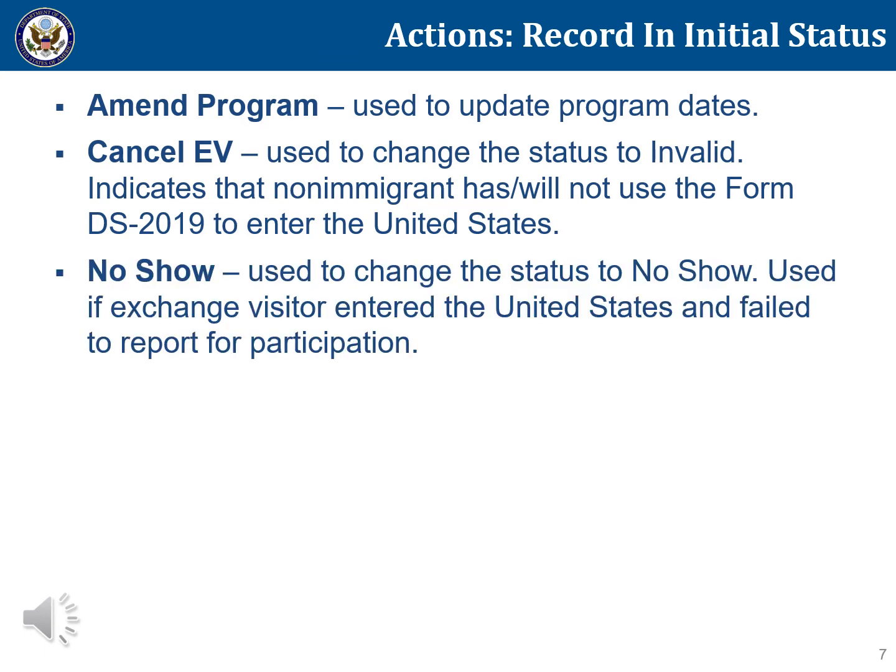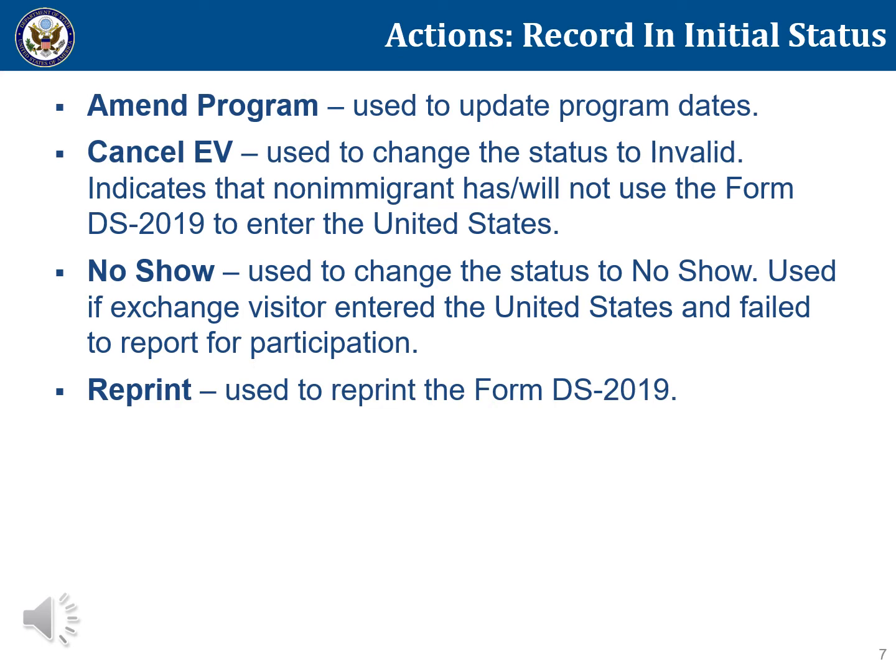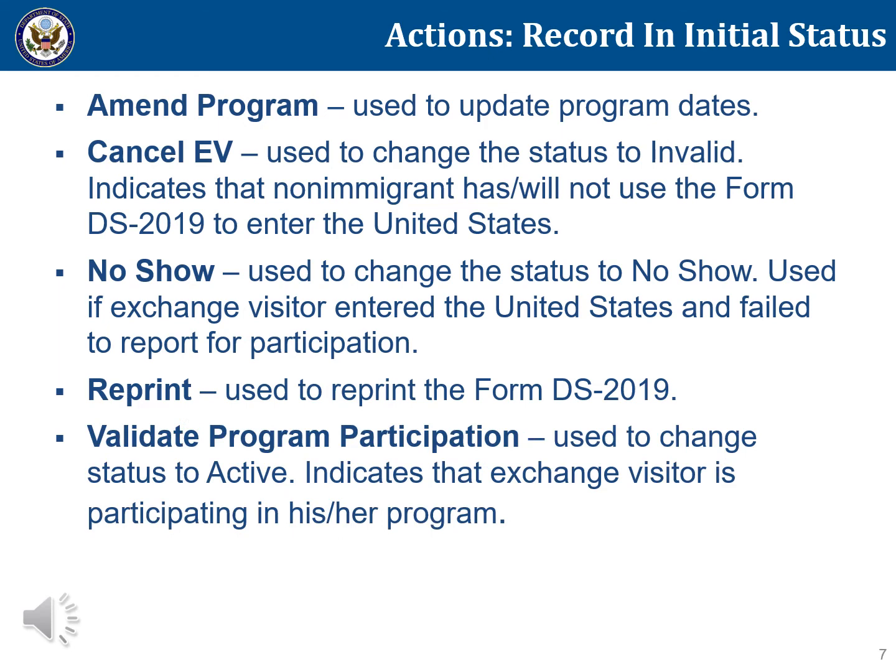The RO or ARO can also use the no-show action. This action is used to change the status to no-show. This status change does not affect the form allotment. The RO or ARO can reprint the DS 2019 by using the reprint action. And finally, there is the Validate Program Participation action. This action is used to change the status to active when the exchange visitor begins the program. We will now go through a couple of simple actions frequently used by sponsor officials, such as Amend Program and Validate Program.